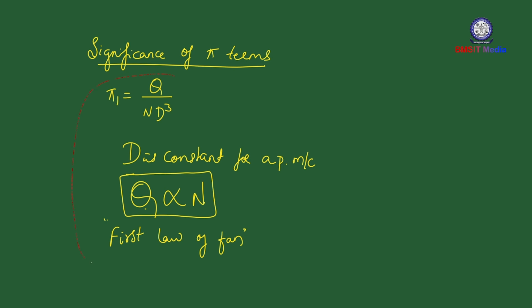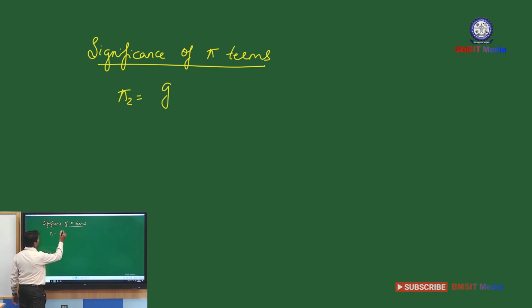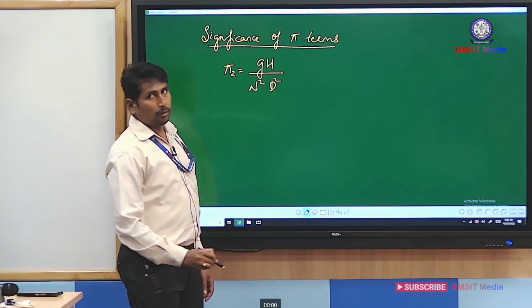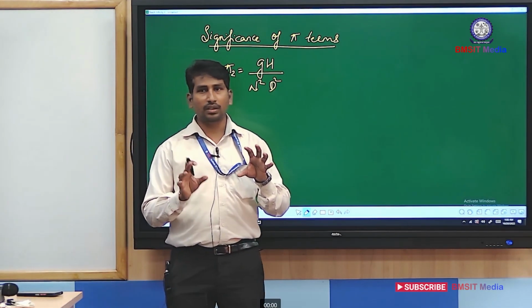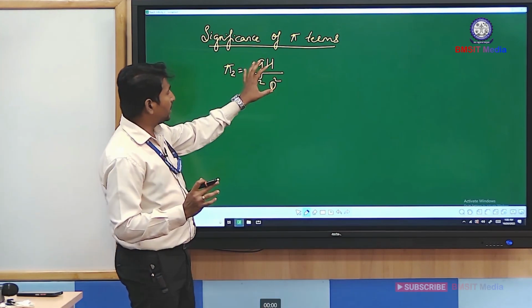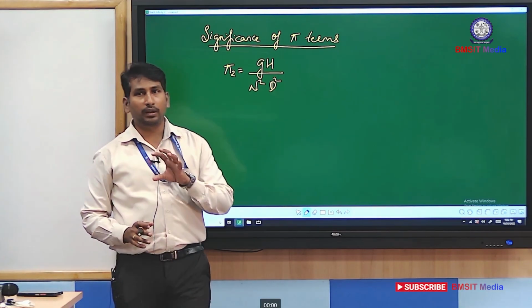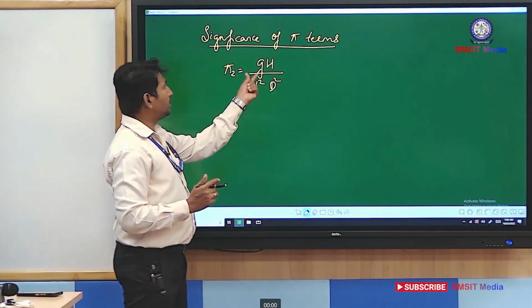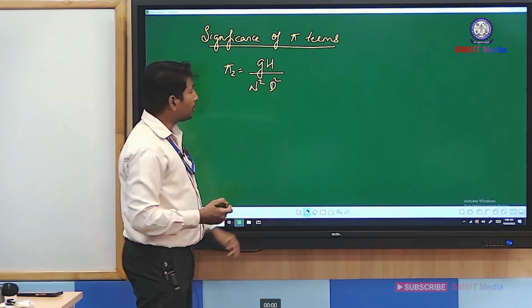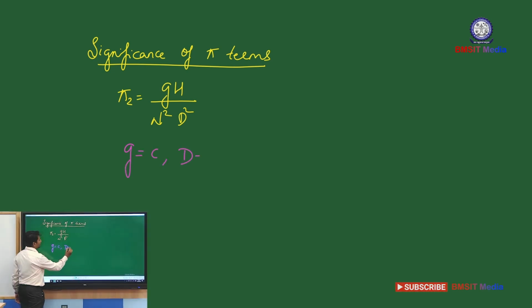We will see now. The significance of the second pi term: pi 2 is equal to GH divided by N square D square. So again, this is the formula. Let us assume a turbine or a pump. In a particular turbine or pump that I purchase, what is the constant I can take out from this? I can vary the head, I can also vary the speed, but the only thing I cannot vary is G. G is 9.81, that is constant, as well as the D, the diameter of the rotor, I cannot change. That is, G is considered constant, and the diameter of the rotor is also considered constant.